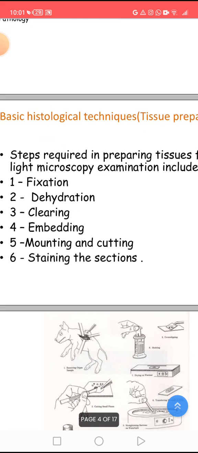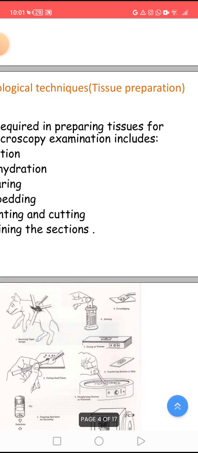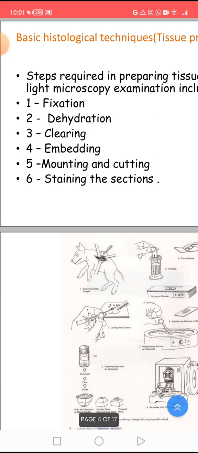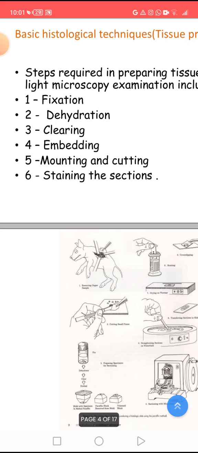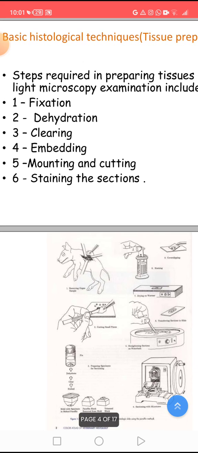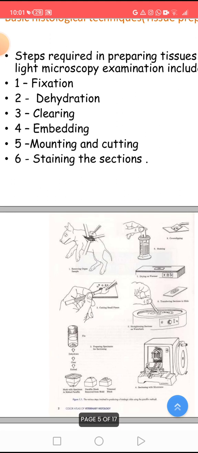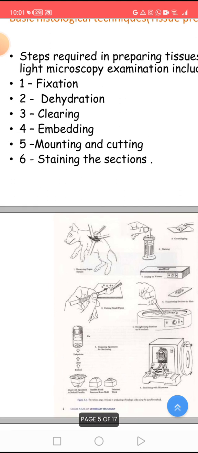Basic histological techniques we have for tissue preparation. We should prepare the tissue before examining, of course, under microscope. We have two types of microscope: electron and light microscope. Light is mostly used in histology labs. Steps required: first, fixation. When the tissue is received, it's put in fixative materials.